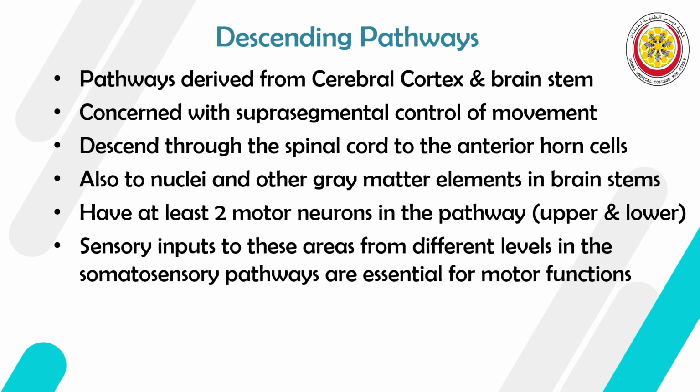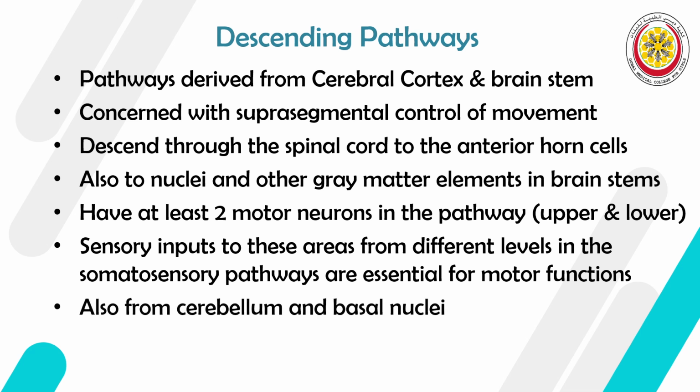Now, they have at least 2 neurons. And these 2 neurons are called the upper motor neuron, if you are talking about the motor ones, and the lower motor neuron. In short, UMN and LMN.